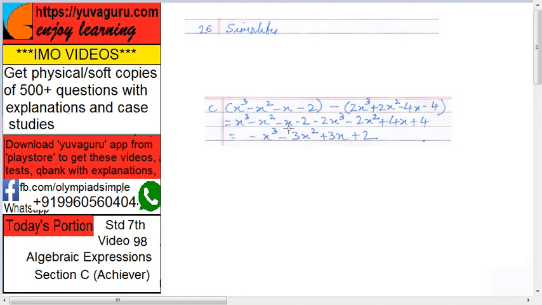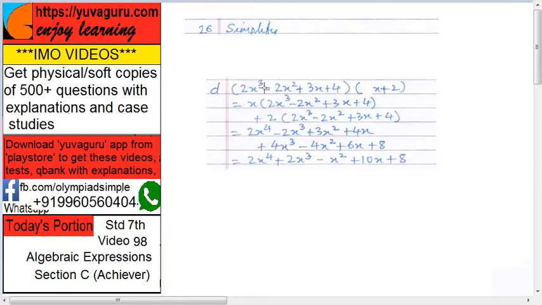Solve the similar terms. x³ minus 2x³ is minus x³. Minus x² minus 2x² is minus 3x². Minus x plus 4x is 3x, sign of the bigger one. Then minus 2 plus 4 is 2, then sign of the bigger one. Always remember in plus and minus, the sign is always of the bigger number.